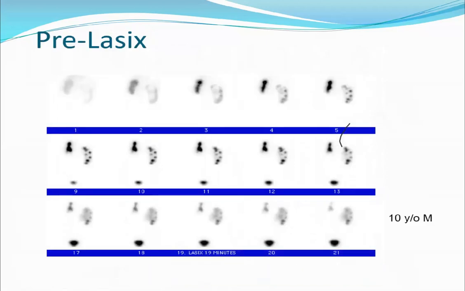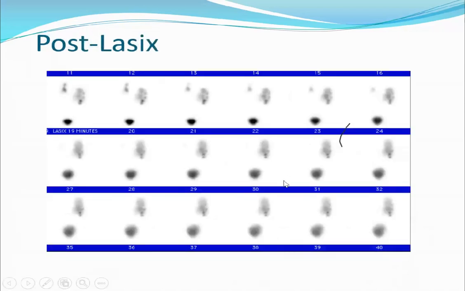However, in this case, there is reduction in the perfusion and tracer uptake of the right kidney, and delayed excretion with tracer holding along its pelvicalyceal system. When we inject Lasix in this case, there is no response to Lasix until the end of the study. So this is an obstructed right kidney.